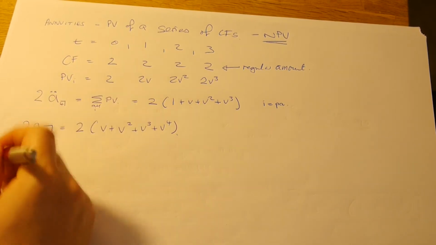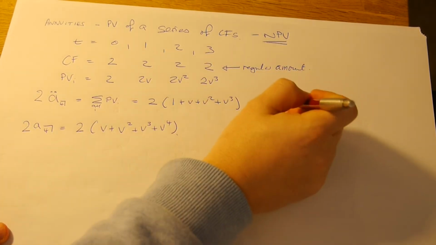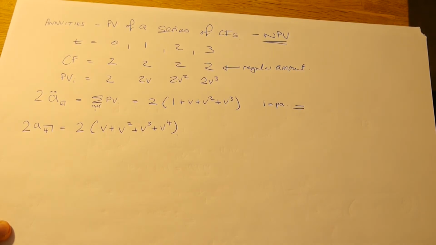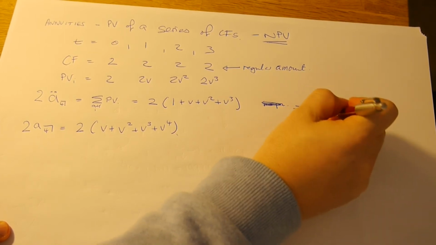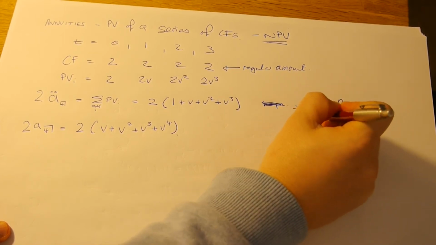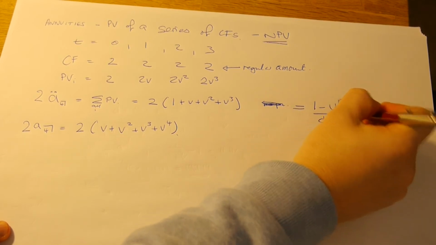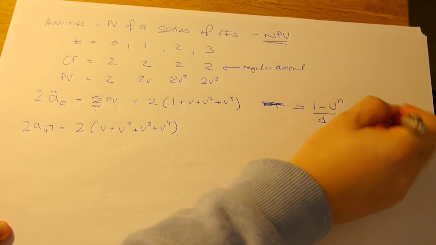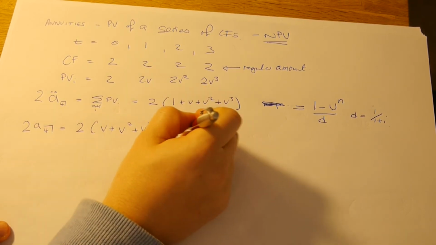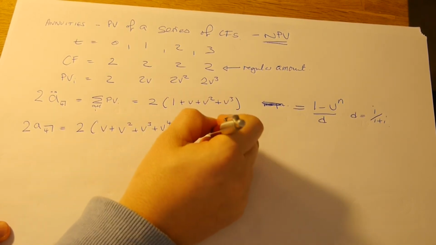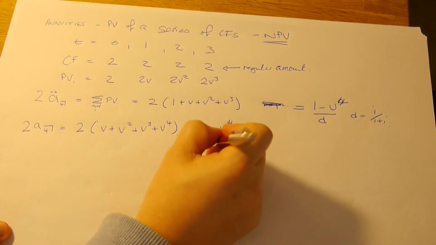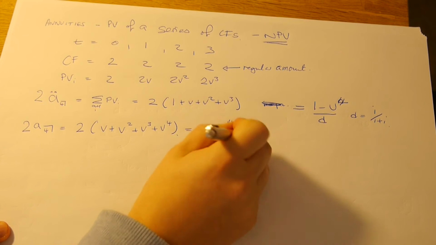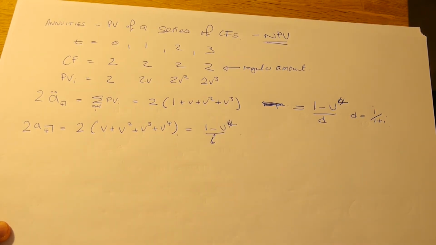We've got some formulas for each of these, so let's go over here. 1 minus v to the 4 over d, where d equals i over 1 plus i. We know all that. And then here, 1 minus v to the n, or 4 I should say, and that's over i this time.